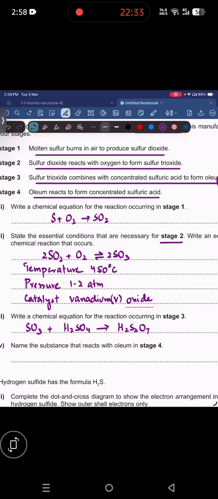Now name the substance that reacts with the oleum in step number 4. Oleum reacts to form concentrated sulfuric acid. To convert the oleum into sulfuric acid, we react it with water. When the oleum reacts with water, it converts into concentrated sulfuric acid.